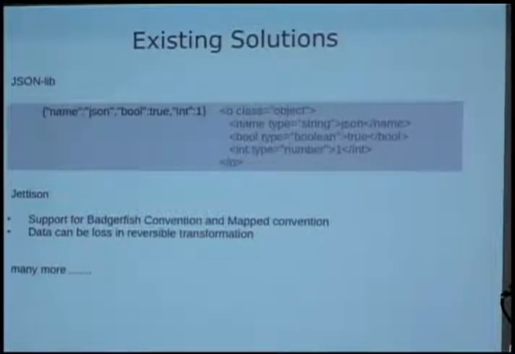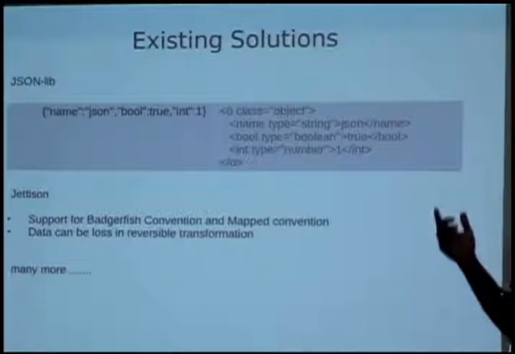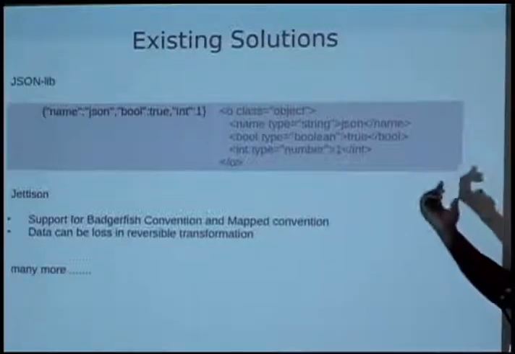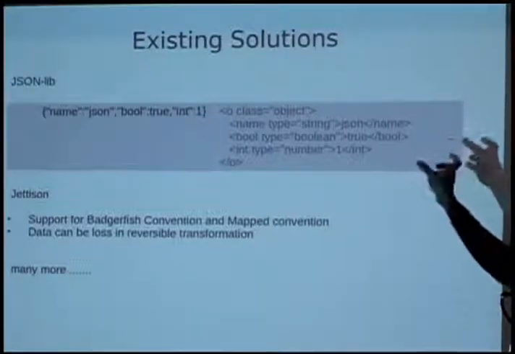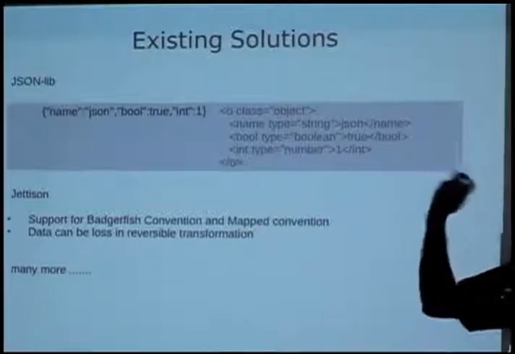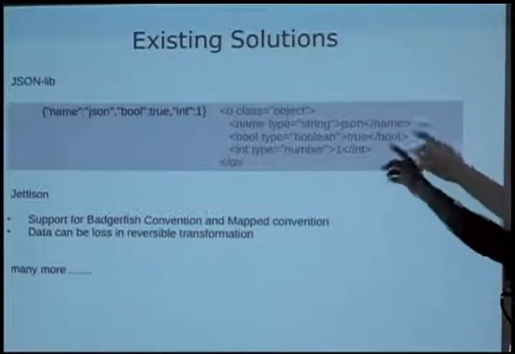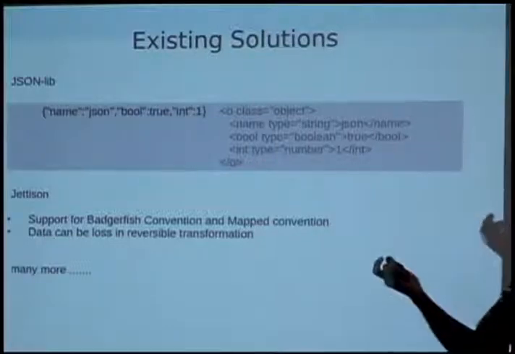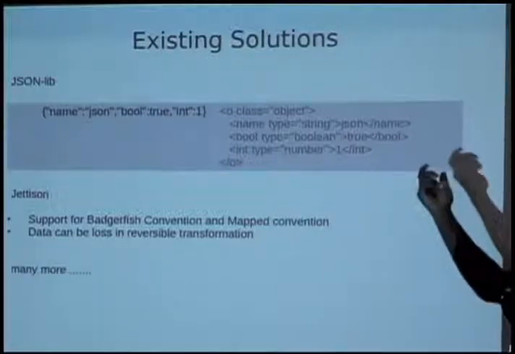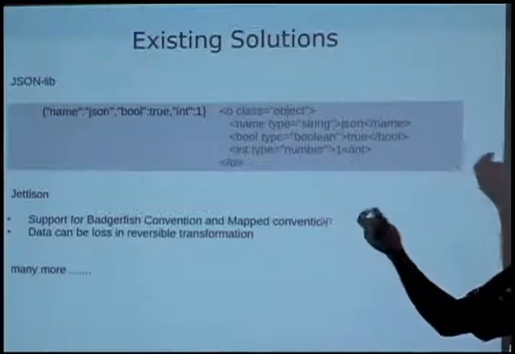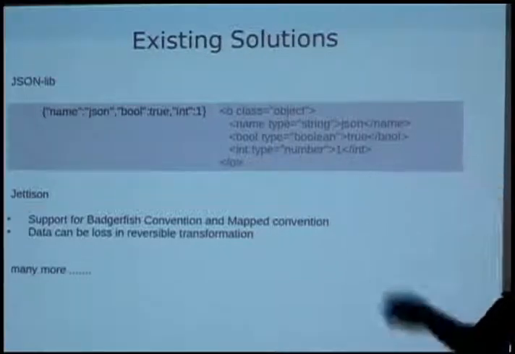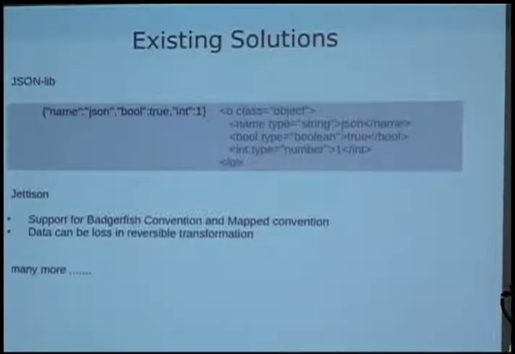There are so many existing solutions developed to resolve this problem. In JSON-lib, they use their own specific format to convert JSON to XML. They use a class attribute which says that this is a JSON object, and a type string which identifies that the value is a string type, and boolean true is a boolean type. So they are using their own specific format, and this is not a generic way to convert.